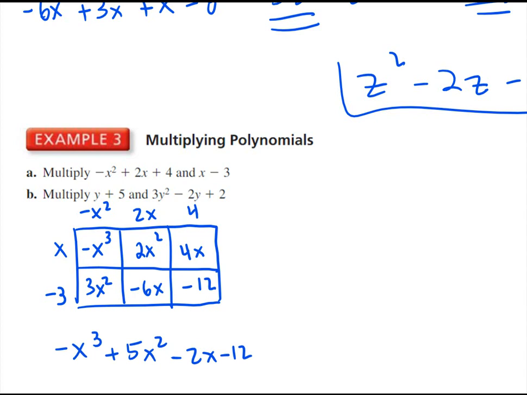All right. Example B, same thing. We've got a 3 by 2. We're multiplying a polynomial that's 3 terms, and the other one has 2. So I'll make another 3 by 2 box.